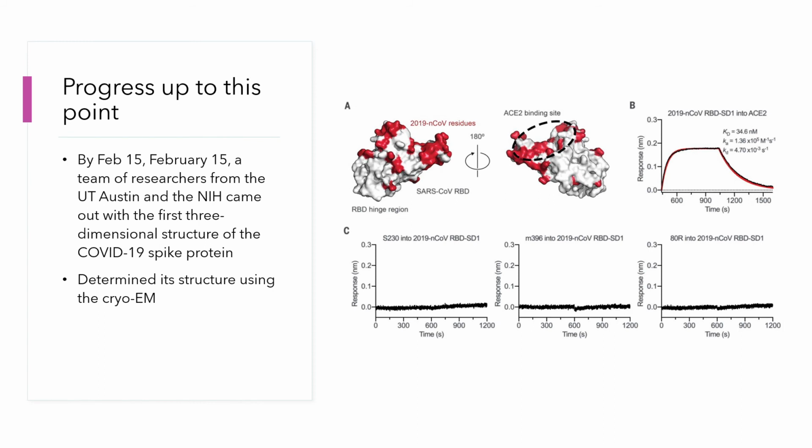By February 15th, a team of researchers from UT Austin and the National Institutes of Health came out with the first three-dimensional structure of the COVID-19 spike protein, also known as the S protein, now published in Science. With the genetic sequence shared by Chinese researchers, they managed to prepare a purified sample of the spike protein and determine its structure using cryo-EM in less than 2 weeks. Scientists are now working on producing the vaccine for COVID-19 based on these samples.